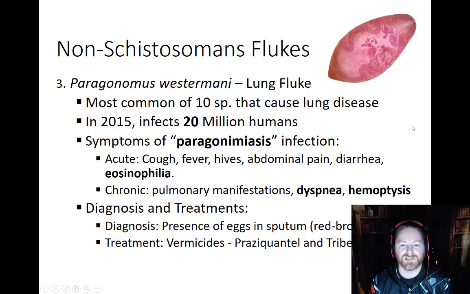And here's our last type of non-schistosoman fluke. So this is the lung fluke. So with the lung fluke, this one's a little bit more, I don't want to say deadly, but because it's in the lungs, it has its own kind of description and symptoms that you'll see. So it is the most common of 10 species that cause lung infections. In 2015, over 20 million people suffered from this. Some of the symptoms are cough, fever, hives, abdominal pain, diarrhea, and eosinophilia.